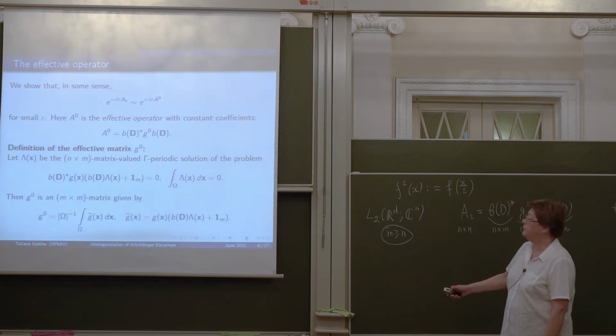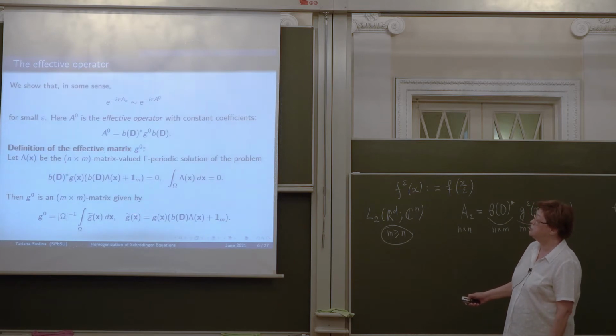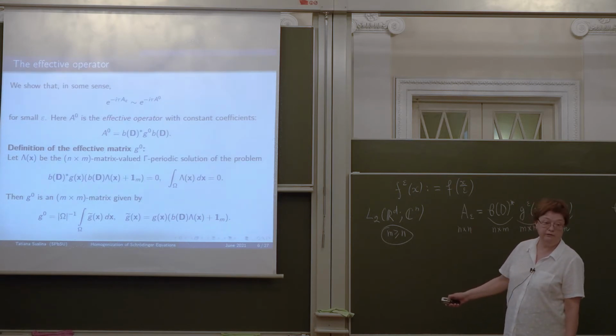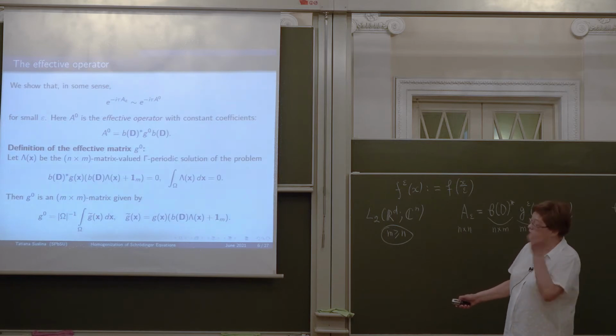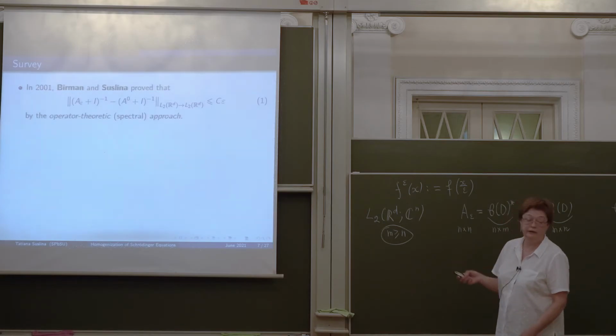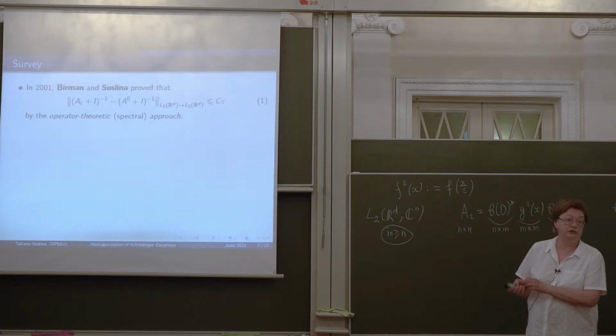Next, we define the matrix valued function g tilde of x in terms of Lambda, given by this expression. And its mean value is G naught, the effective matrix. It turns out that the effective matrix is always positive definite. And now it will be convenient to give a short survey.